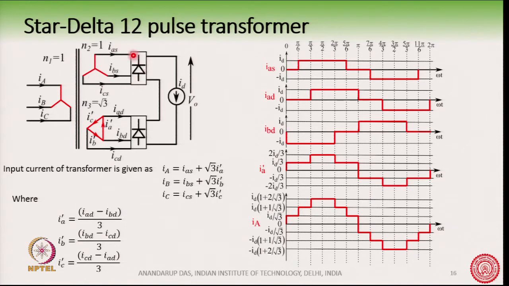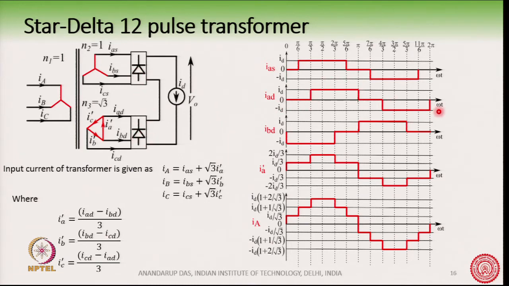From your basic power electronics, you can recollect that the current IAS here is a quasi square wave, which we have also said a few slides back. It is a quasi square wave like this, that is IAS. Now, IAD is also a quasi square wave. This is also feeding a diode bridge 6 pulse rectifier. This is a 6 pulse, this is another 6 pulse.